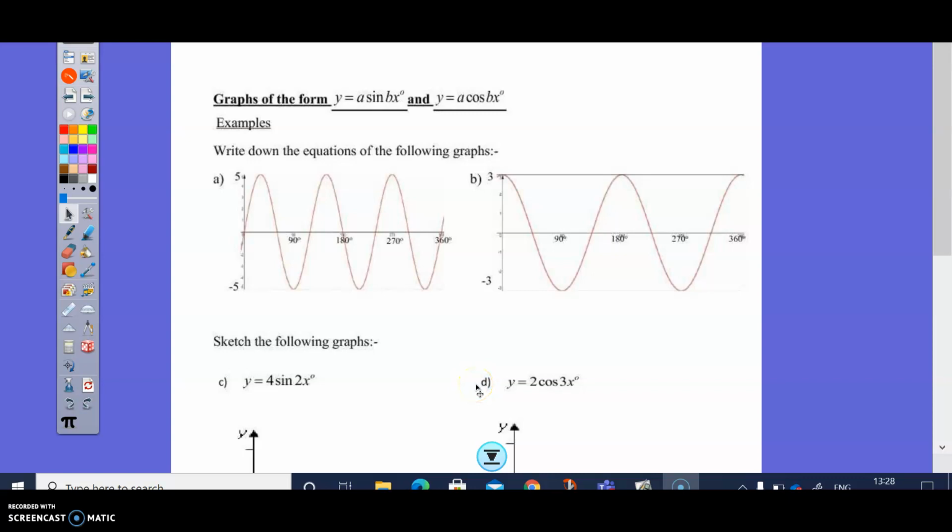We're going to have a look at what happens if we combine putting a number in front of the sine or cos and a number in front of the x. Now, it doesn't change what that does. It just means that we have both things going on.